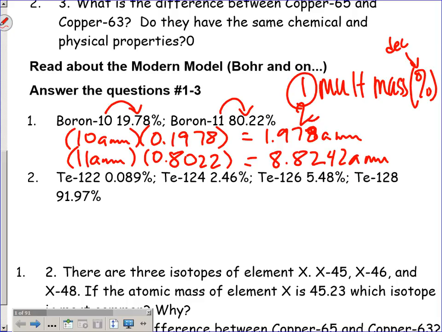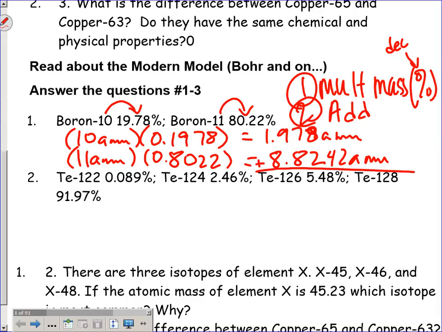Step 2, what do I do next? Add. That's it. Do not divide by anything at the end. It's not a normal average. The normal average is you add stuff, you divide by whatever at the end. This has already been accounted for as a relative percentage, so do not divide by anything at the end.